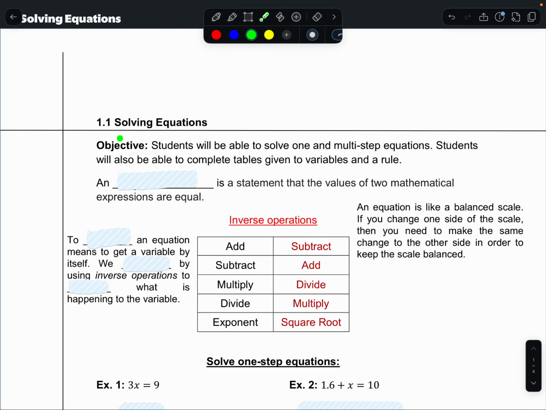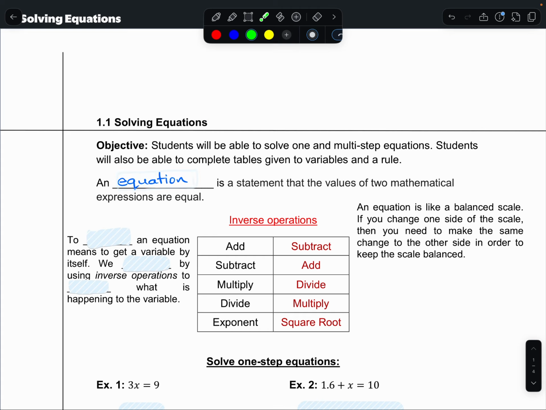Okay, IM1 people, this is lesson 1.1, solving equations. Our objective is that you will be able to solve one-step equations and multi-step equations. You will also be able to complete tables given two variables in a rule. So, the big thing is we're talking about equations now.